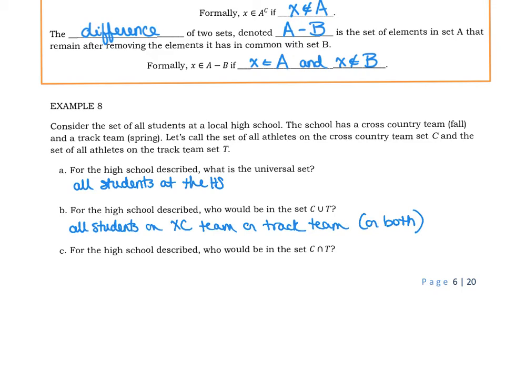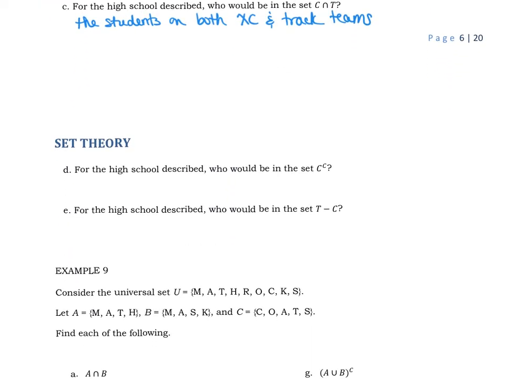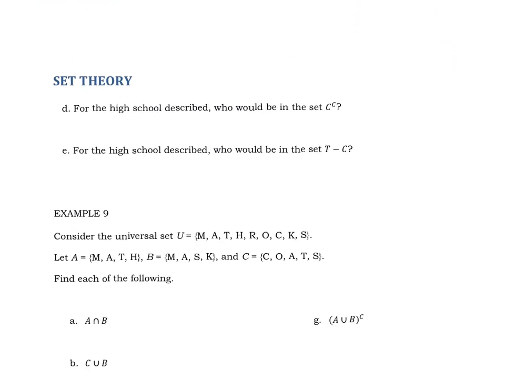That's a union. Okay. So who would be in the set C intersect T? Well, the intersection is what they have in common. So where do the cross country and the track team have things in common? Well, those are the athletes or the students who are on both teams. Okay, so these are the students on both the cross country and the track teams. All right, on to the next page. There's two more questions that follow this one up.